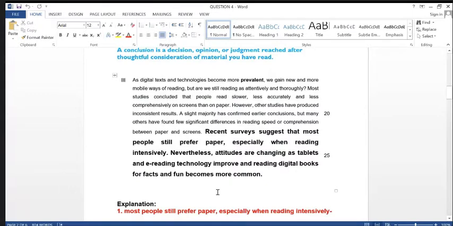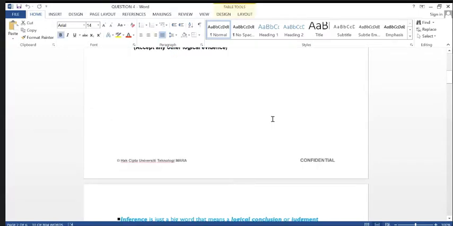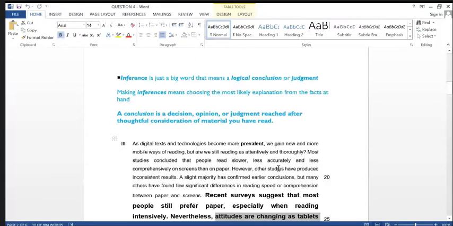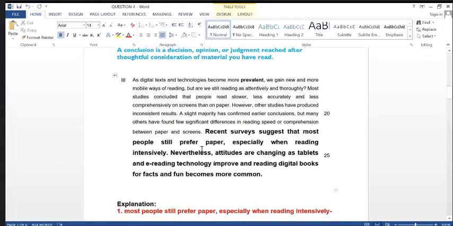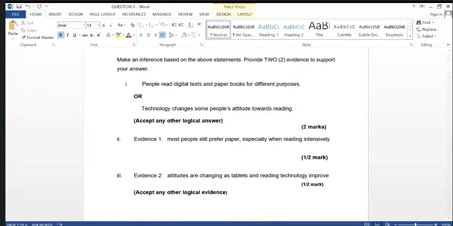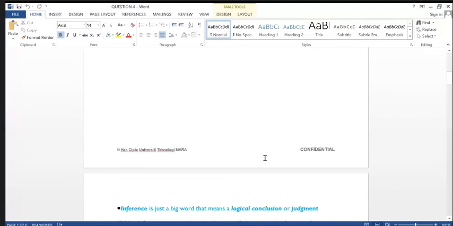Not reading technology, I think I've copied it wrongly. E-reading technology. Yeah, I missed the word e-reading because I took it from here. As I said, evidence will come from your paragraph. You just copy paste, but you don't have to copy paste the whole sentence. You just take the part where you think can be used to support the answer that you provide here. Now, what is inference?